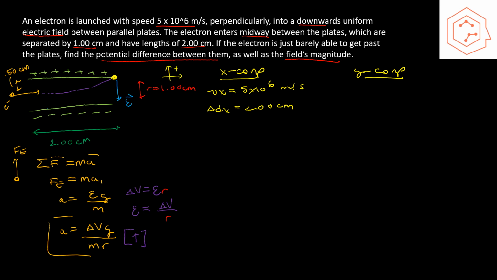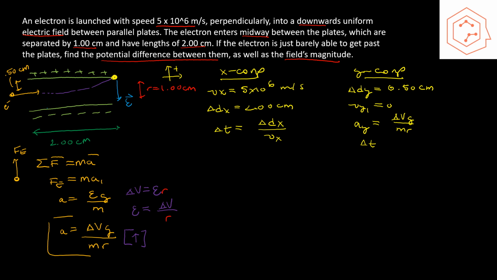In the y component, we have delta dy is equal to 0.5 centimeters. Vy1 is equal to 0, and Ay is equal to delta V Q divided by M R. And we want to solve for this delta V. And in order to do so, we know that the delta t between the x component and the y component has to be shared. It's the same amount of time. For x, delta t is equal to delta dx, or the displacement, divided by the velocity. Meters divided by meters per second gives you seconds.